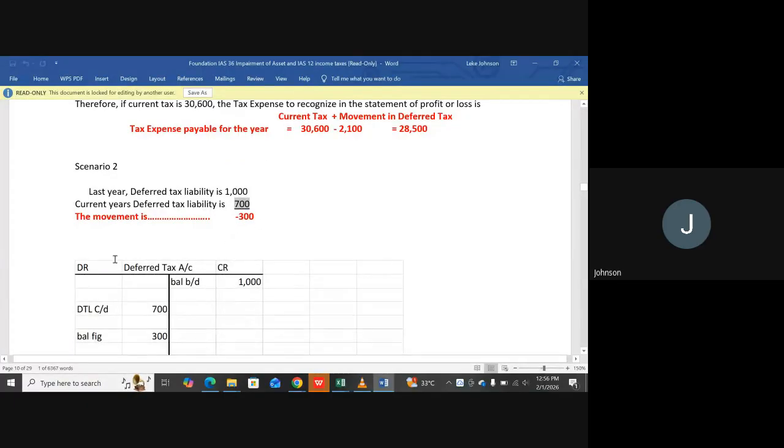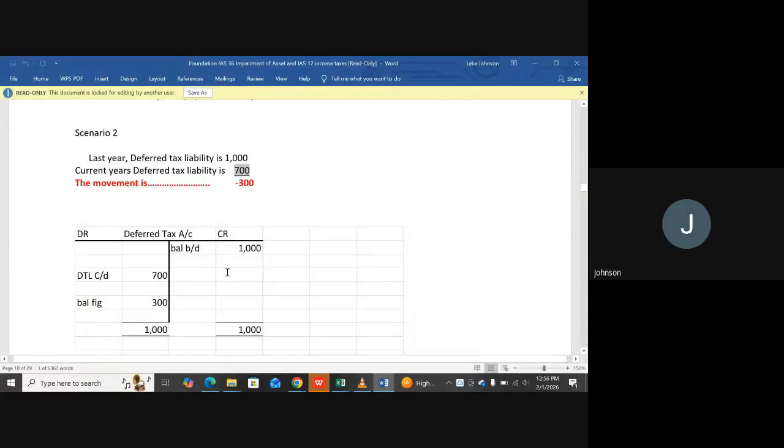However, if you want to come to this T format, since this deferred tax account has a credit balance of 1,000, and this year we have another liability, because it's a liability, naturally it's supposed to be posted on the credit side, but we carry down to the other side so that we can get the balancing figure. This side is 1,000, so we carry down to the other side, and then we get that the balancing figure is 300. So here it is standing on the debit side.